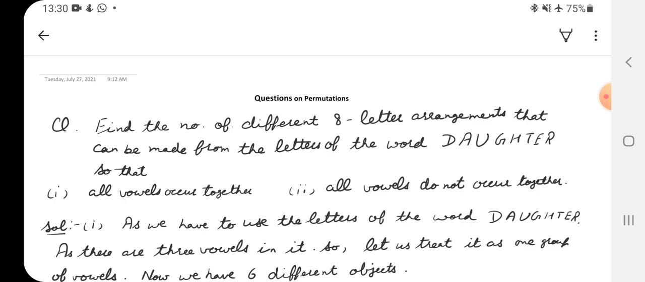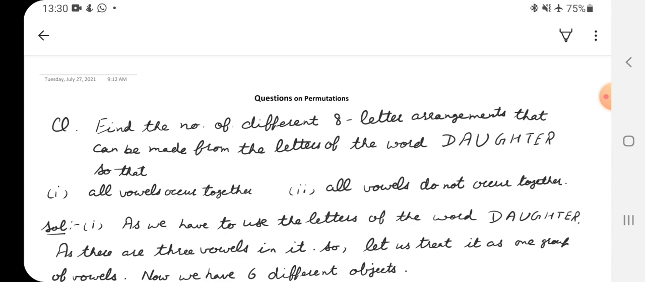So the first question is: find the number of different 8-letter arrangements that can be made from the letters of the word daughter, so that first part is all the vowels occur together and second is all the vowels do not occur together. Now you can see we have to make a word of 8 letters out of the letters of the word daughter, and it also has 8 letters. So out of 8 we have to use 8, right? But the condition is all the vowels occur together. Now how many vowels are there in daughter? A, U, E. 3 vowels are there, right?